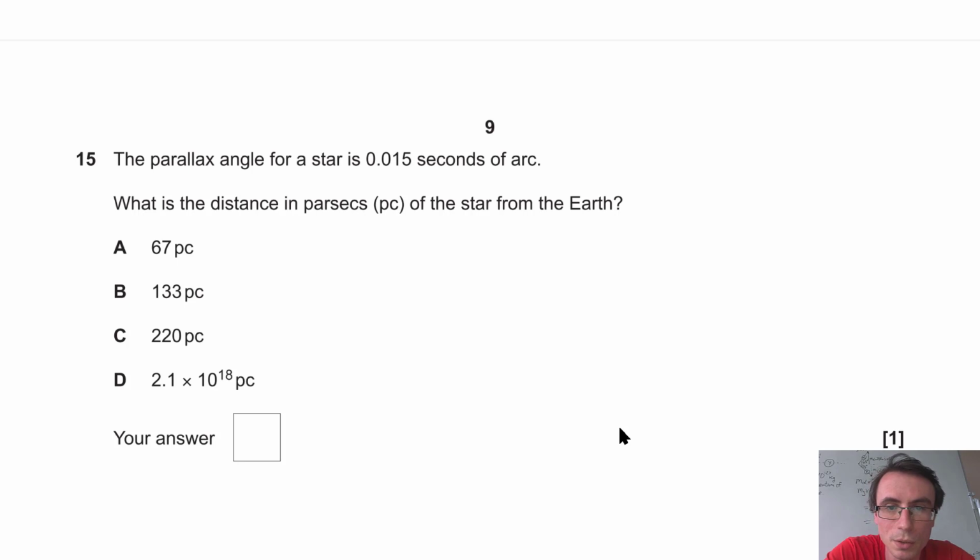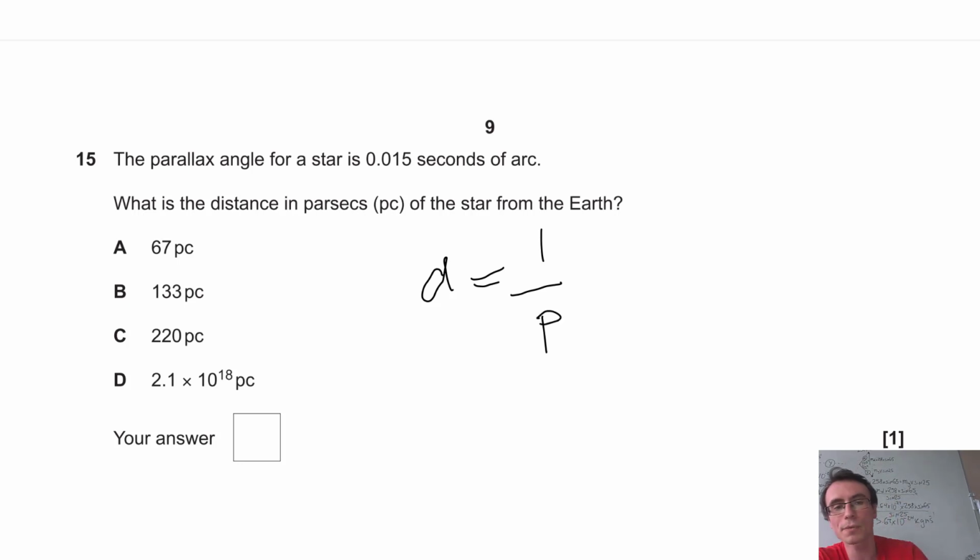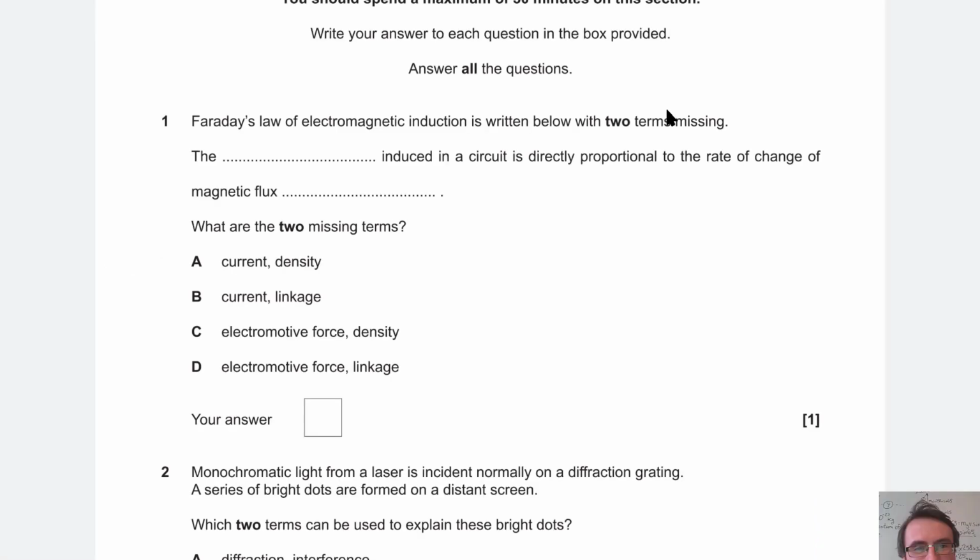Okay, so this one here is not so bad. I'm just going to use the fact that the distance is 1 over p, and we can directly apply this formula if we're dealing with the distance in parsecs and the parallax angle in arc seconds. So 1 over 0.015 will give me 200 over 3, which is around 67. Correct answer is A. Okay, next paper, we're definitely not done yet.